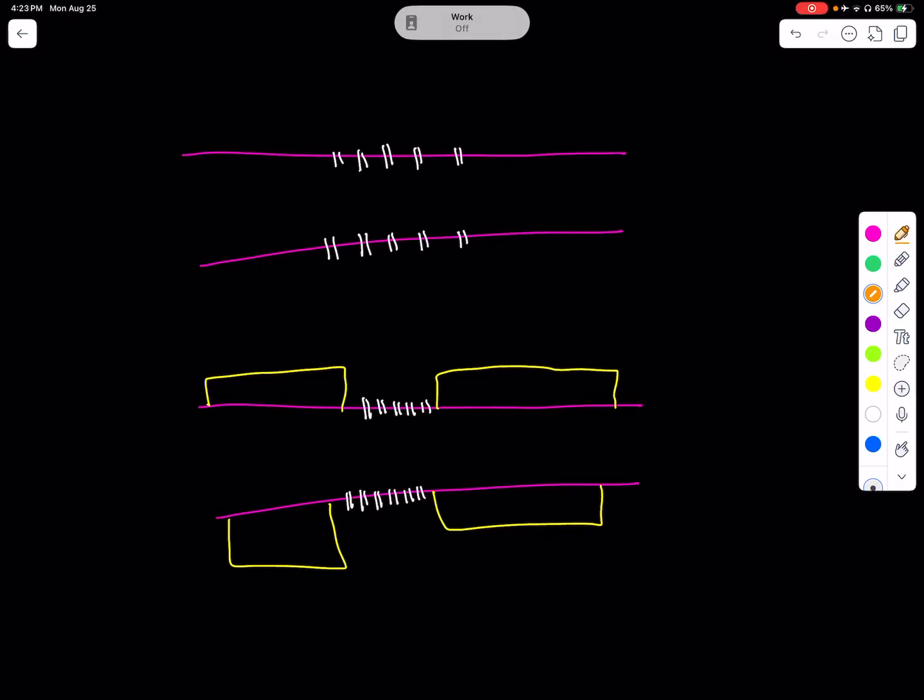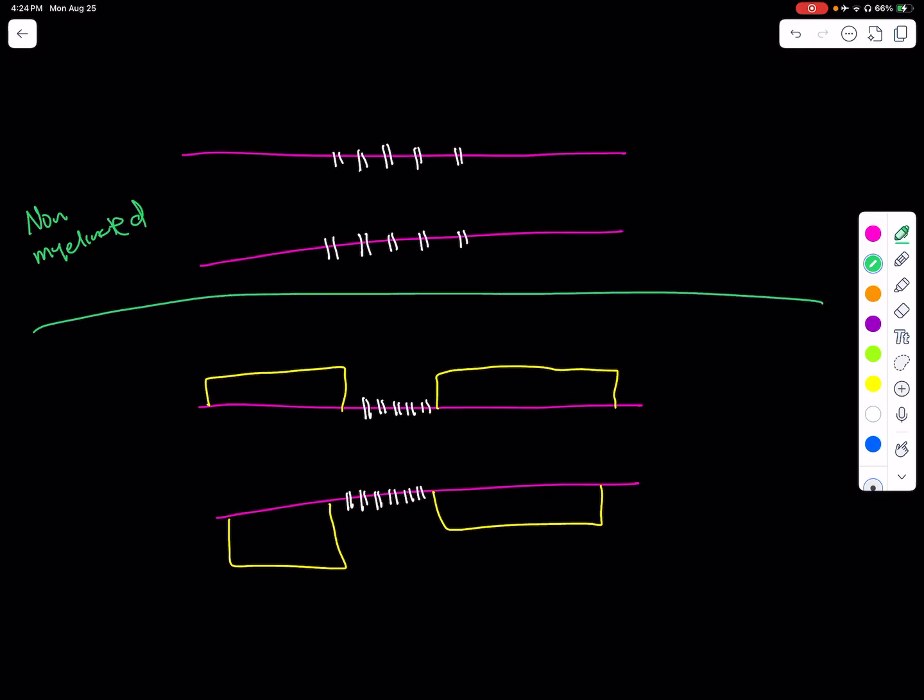Okay, so in this video, we're going to talk about action potential conduction. Notice that I've got two neurons here, and these are just the axons. Obviously, it's not the full neuron, but this will hopefully get the point across. So this one is non-myelinated, and just so we're clear, we've got this dividing line, and the bottom one is myelinated.